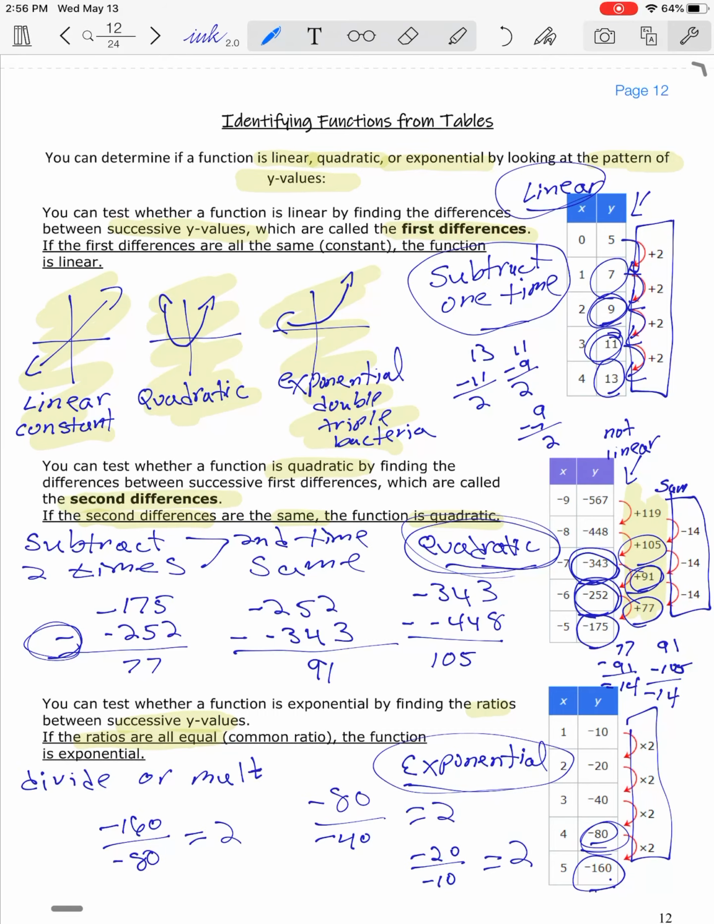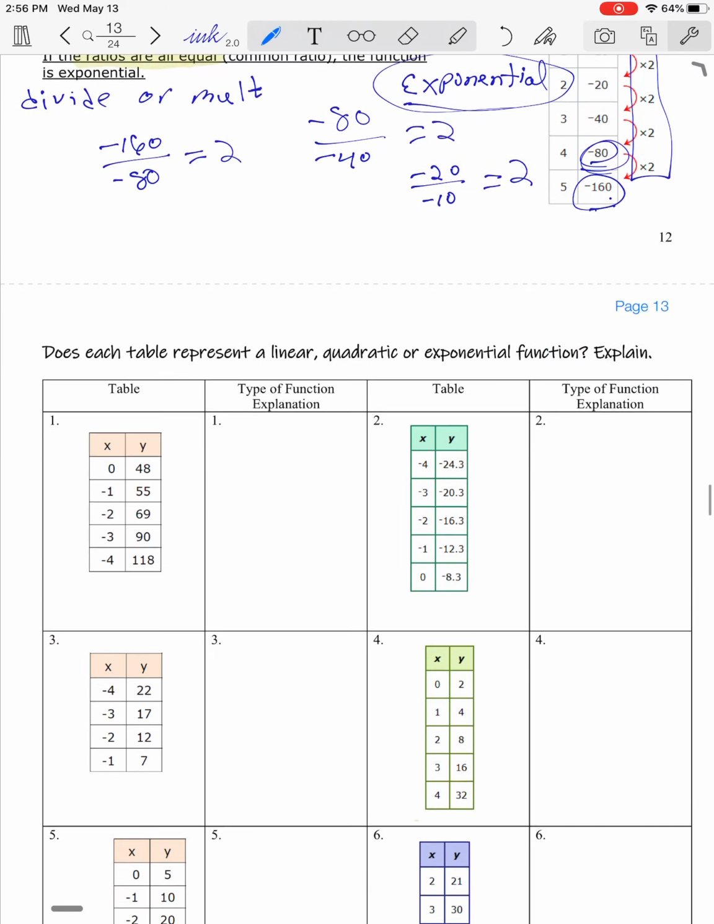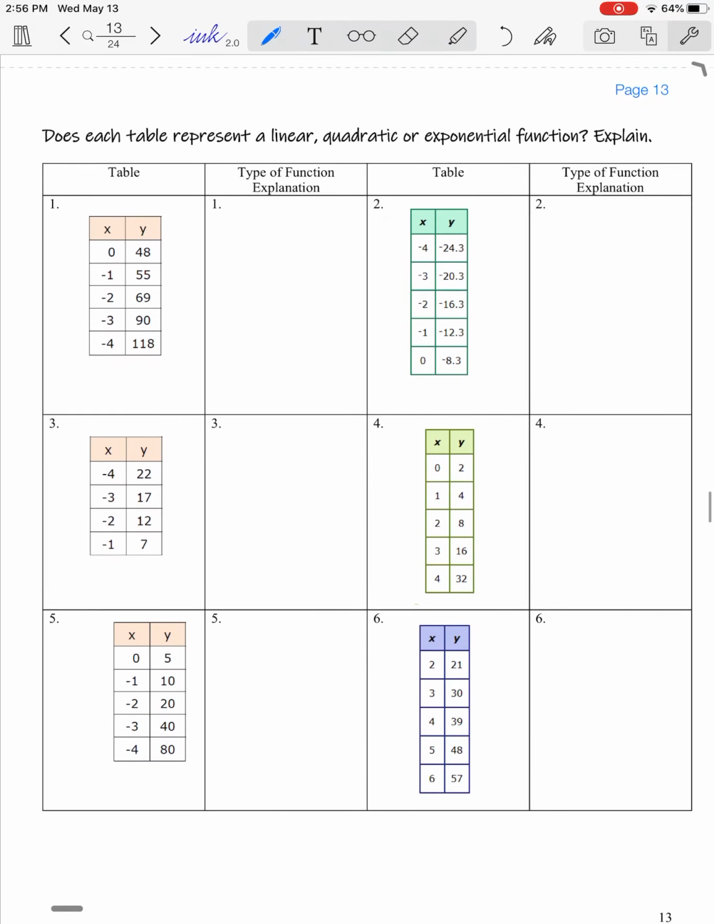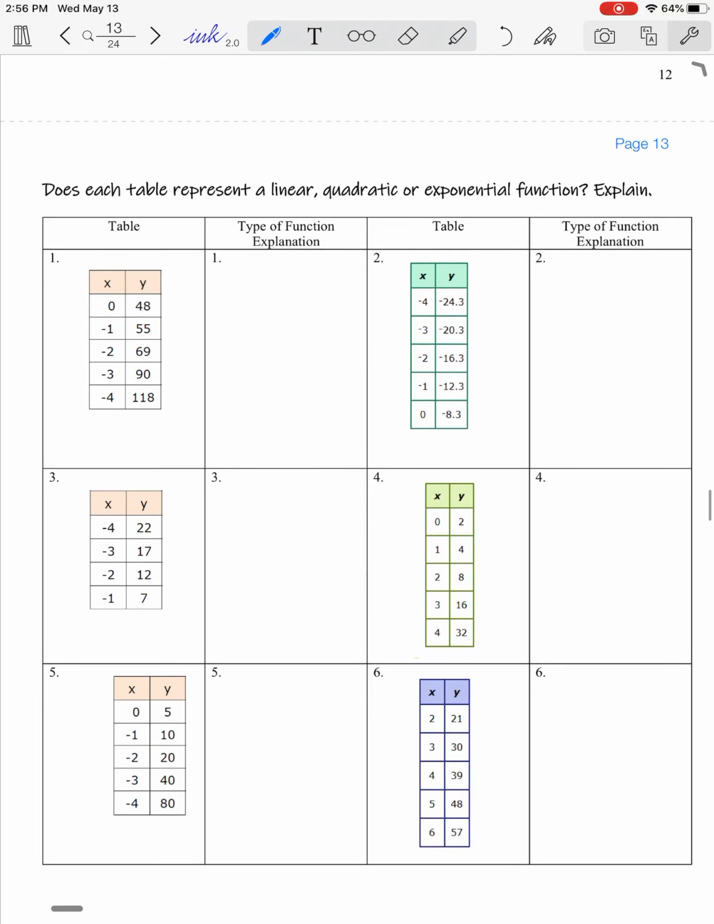So let's turn the page. So everyone now is going to move on to page 13. And we have some tables. So this is a good way to practice. Let's look at number 1.